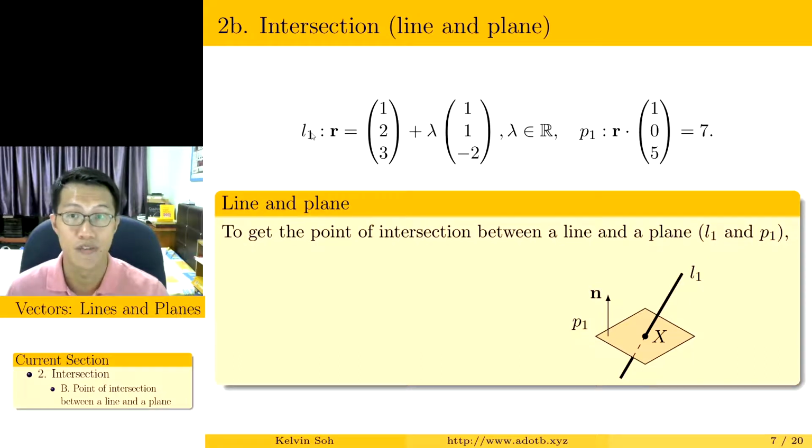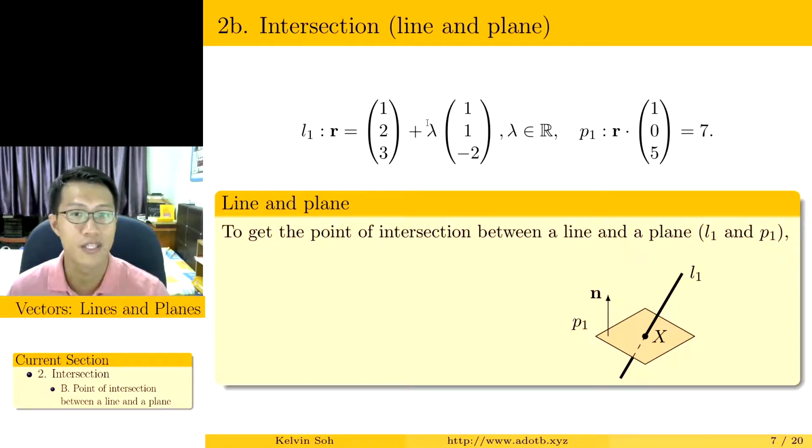We are given the equation of L1 over here, and the equation of the plane, r dot (1, 0, 5) equals 7. So in this picture over here, we are interested in the point of intersection between this line and this plane. Unlike in the first case where we can equate the two equations, we can't really do that here because we don't have an explicit formula for r in the equation of the plane. We don't have r equals something. Instead, what we have is the dot product formula, r dot (1, 0, 5) equals 7.